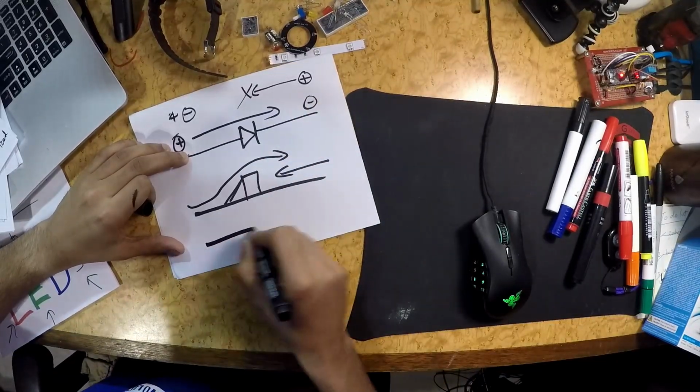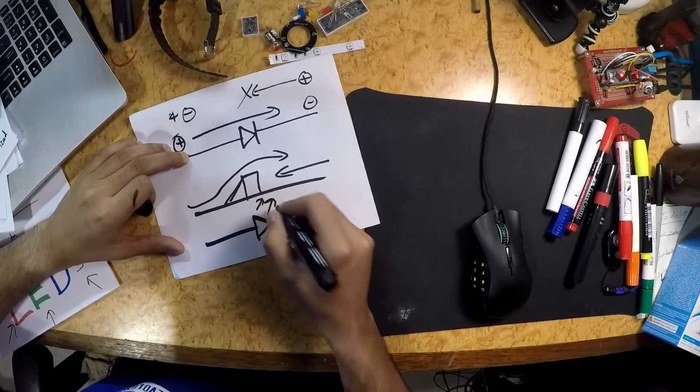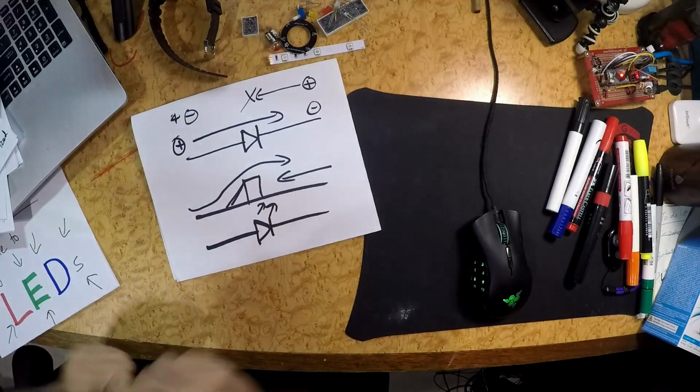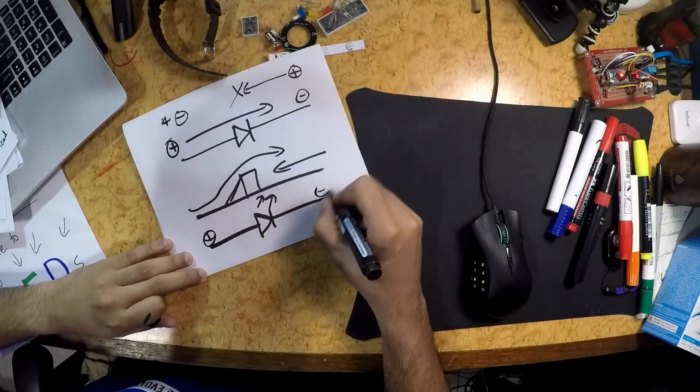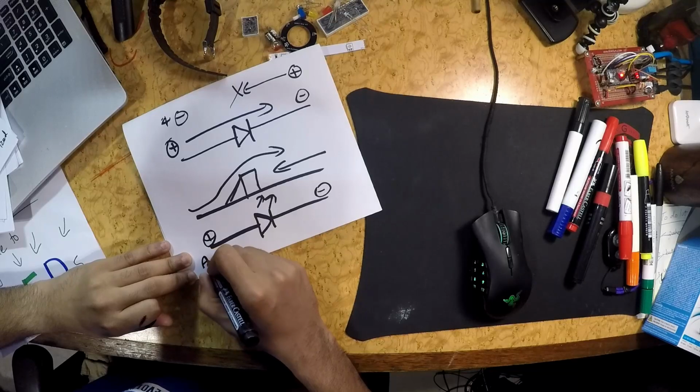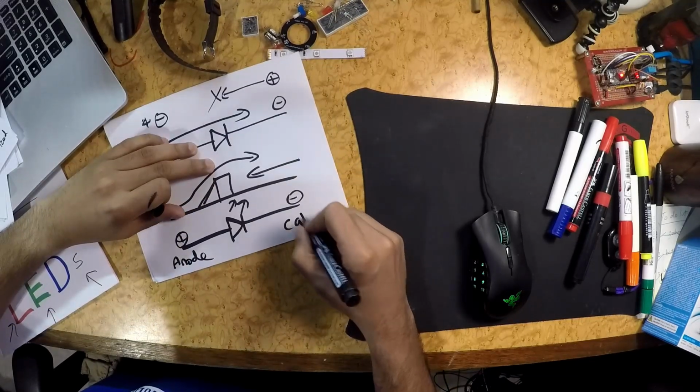An LED is actually a diode that gives off light, right? Where you have the positive side and negative side. The positive side is called the anode, and the negative side is called the cathode.